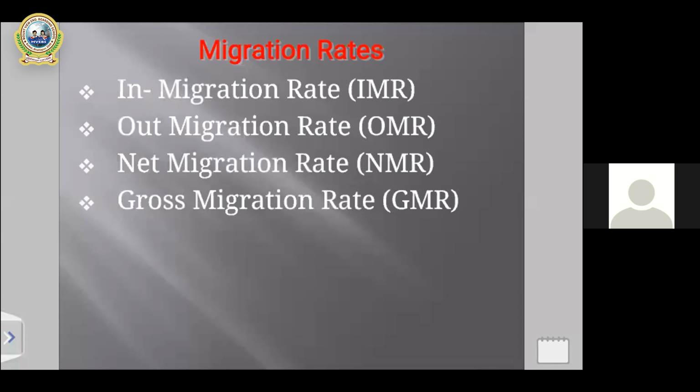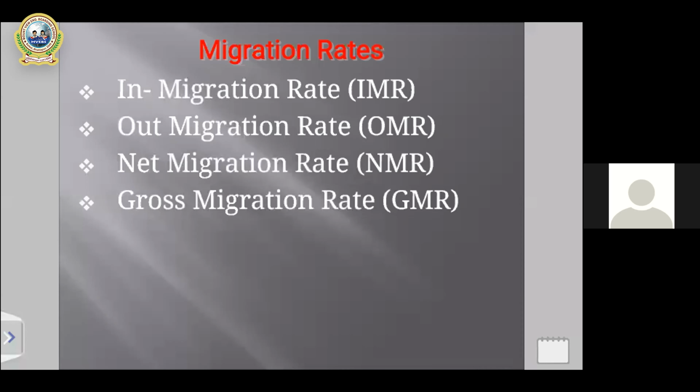After NMR, the next measurement of migration rate is GMR, the gross migration rate or total migration rate. Gross means sum, total migration rate: GMR or TMR. So there are altogether four ways to measure the migration rates, four ways to calculate the numerical problems linked with migration rates, like in the fertility and mortality rates.